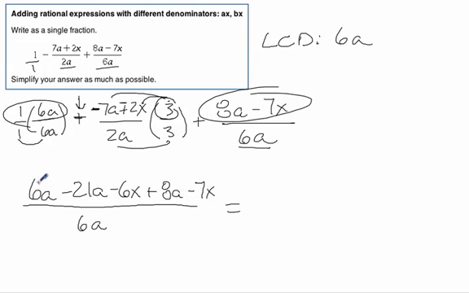Combining like terms, we get a 6a and an 8a. It's 14 minus 21. It's a negative 7a. And then we have negative 6x and a negative 7x. That's a negative 13x all over 6a. And there we have it, our final answer.